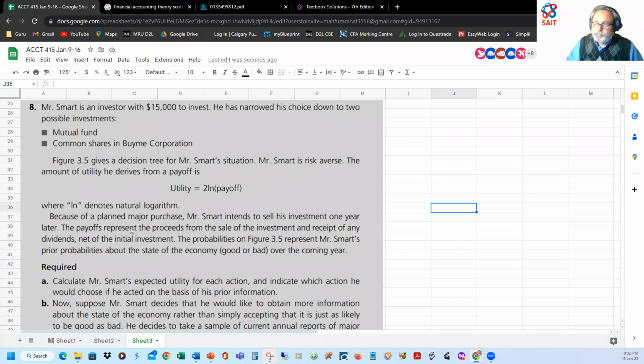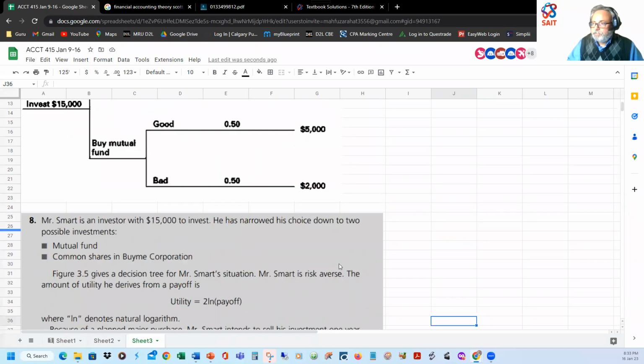Because of a planned major purchase, Mr. Smart intends to sell his investment 1 year later. So we're looking at a 1 year decision outlook, or 1 year investment outlook. The payoffs represent the proceeds from the sale of the investment and receipt of any dividends net of the initial investment. The probabilities on figure 3.5 represent Mr. Smart's prior probabilities about the state of the economy over the coming year.